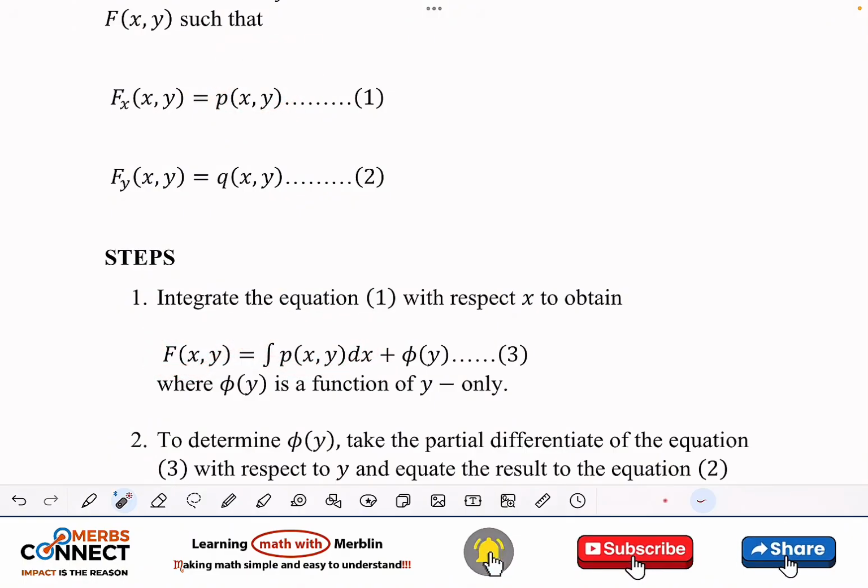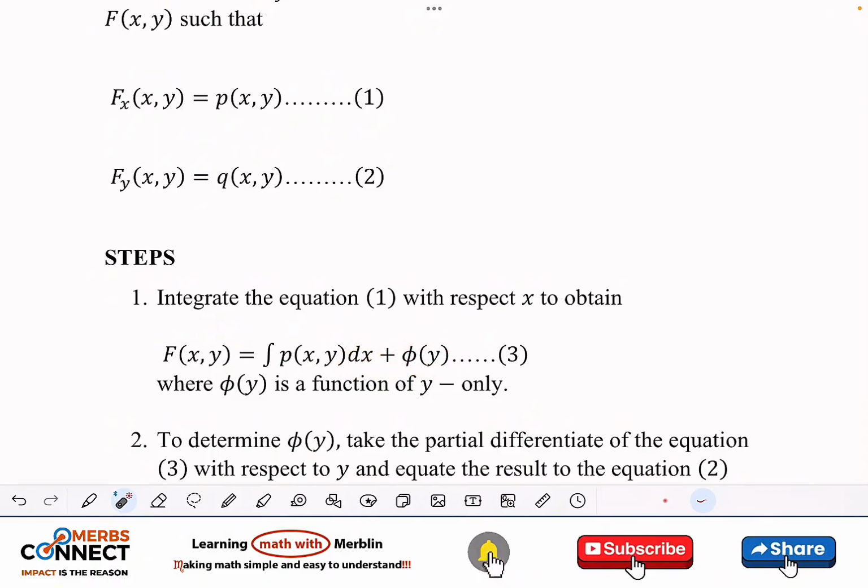You see, anytime we integrate a function which is in terms of only one variable, we add a constant, let's say c. But this one is a function in terms of x and y. So we are going to add a function which is in terms of y, because we are integrating with respect to x. So we add a function in terms of what? Y.